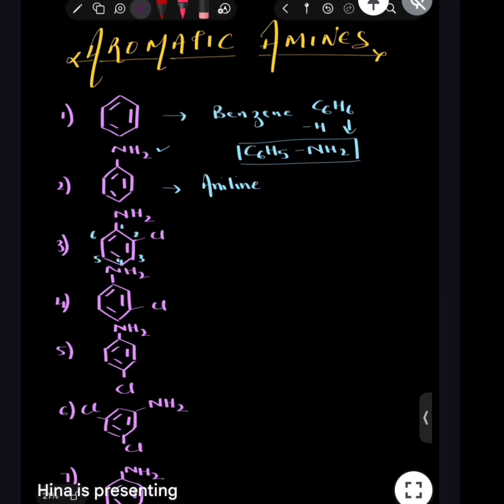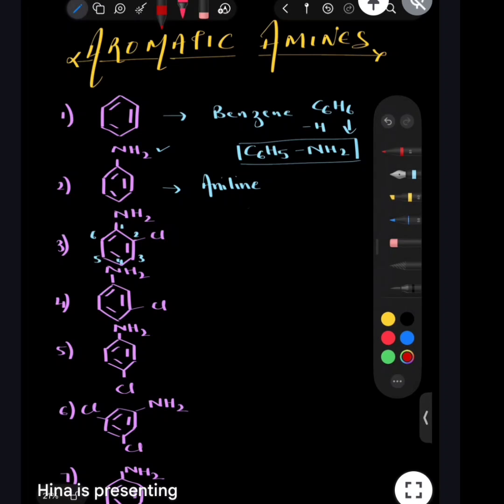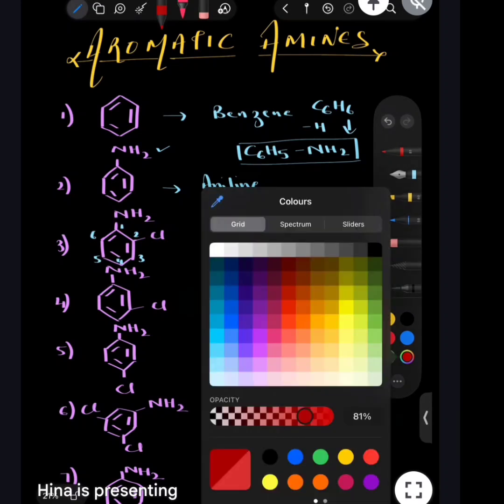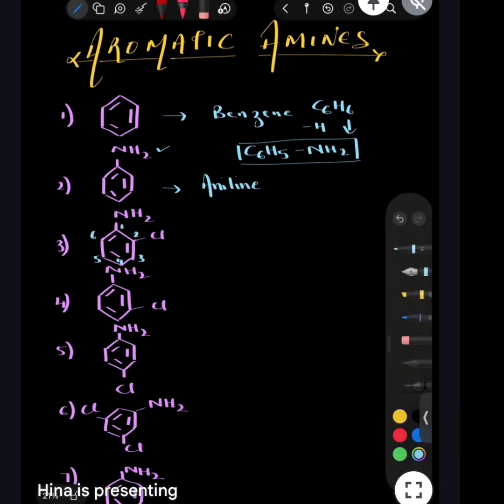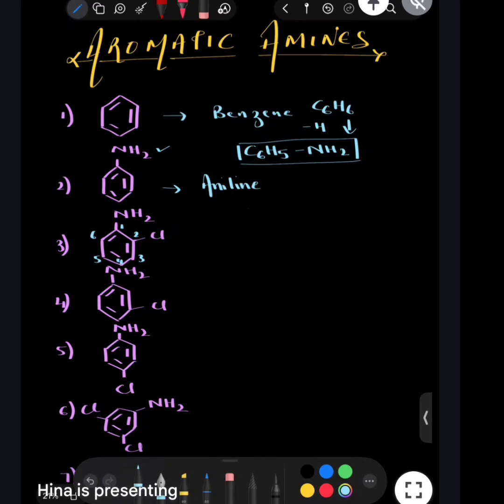Like I already told you, for the halogen groups we write the prefix like chloro, bromo, iodo, fluoro, depending on what kind of halogen is present. Since here we have the chlorine at the second place in the benzene ring, this compound is 2-chloro aniline.